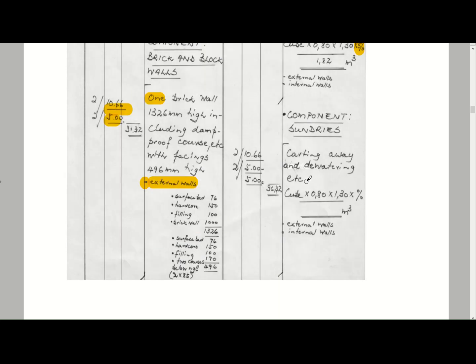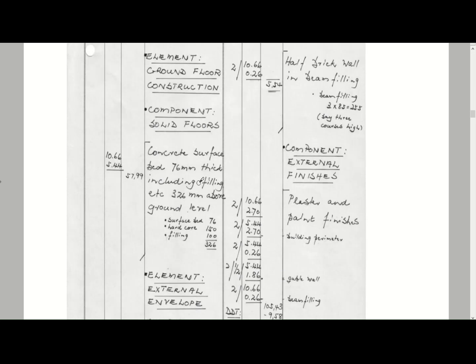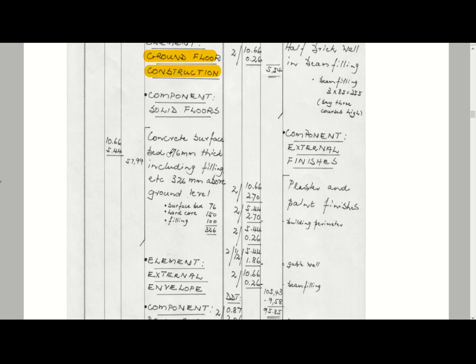I just want to get to a dimension where it's not just length that we're measuring. So let's get into our top structure. Here's our ground floor construction. Our ground floor construction is measured in square meters. So what we've got here is 10.66 times 5.44. That's the total length times breadth to get to a square meter of 57.99.